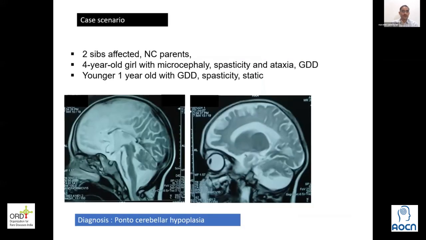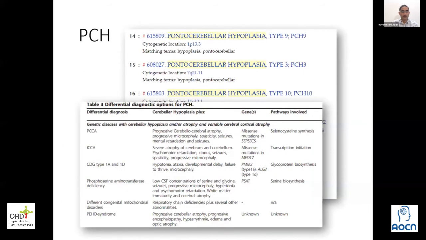Coming to a case scenario, we evaluated these two children who were born to non-consanguineous parents: a 4-year-old girl with microcephaly, spasticity, ataxia, and global developmental delay, and her younger sibling, who was 1 year old, had global developmental delay, spasticity, and also had a static course. The imaging was fairly characteristic. You can see this flat belly of the pons and the atrophy, rather the hypoplasia, of the cerebellum. And the diagnosis was pontocerebellar hypoplasia. But our job does not stop here. You know that pontocerebellar hypoplasia is a group of conditions with distinct genetic causes.